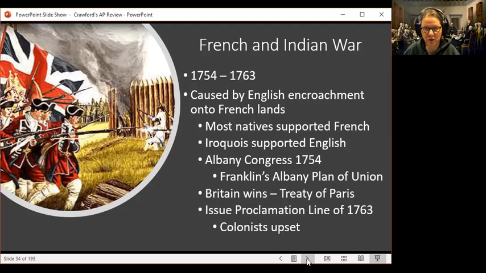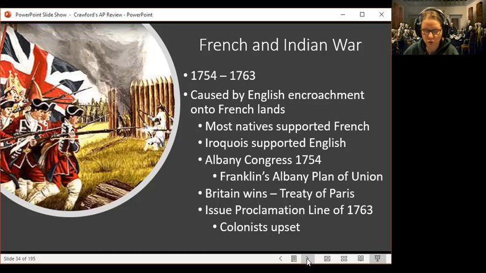And this also causes the end of salutary neglect because the British are broke. They have no more money. They've waged all these wars. Their debt doubled during this, and the cost to run the colonies went up five times over. And so they felt like, we fought this war to protect you, to defend you, so you now need to pay some money for it. And the colonists do not like that idea at all.